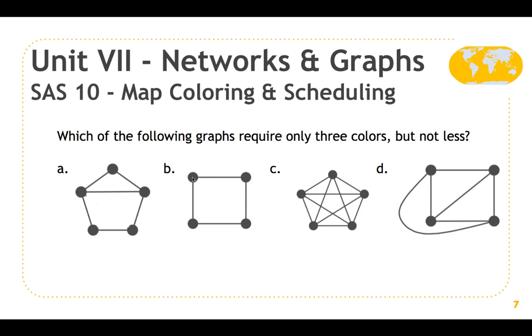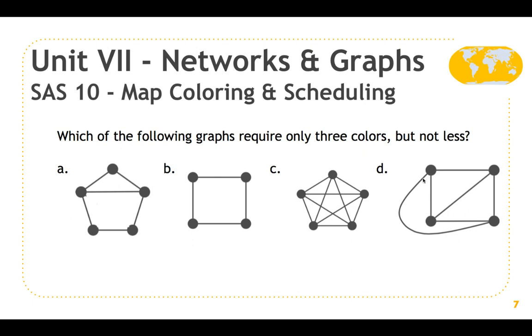Now B, this one's pretty simple. This color can be the same as this, and this color can be the same as this. That would fit the bill, but it would only require 2 colors, so it doesn't fit that requirement of only 3 colors, but not less. Now how about this? This has a branch to every single one, so it would have to have 5 different colors because all of them have an edge to each one. I'm sorry, so they would all have to be 5 different colors.